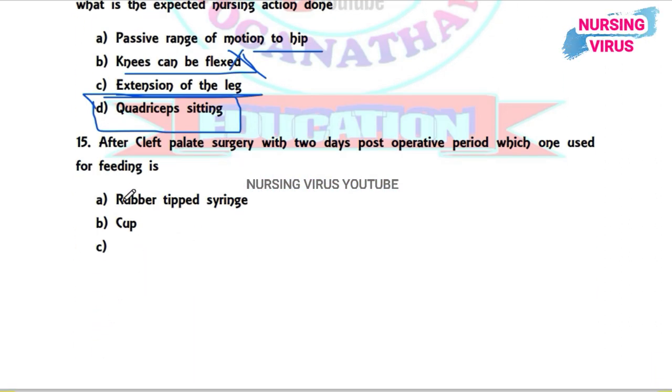Then the 15th question, after cleft palate surgery, on the 2nd day post-operative, which of the following feeding methods is preferred? The first one is a rubber tipped syringe, or using a cup. You won't give the milk in a cup. So the rubber tipped syringe is the best remedy for cleft lip and palate.